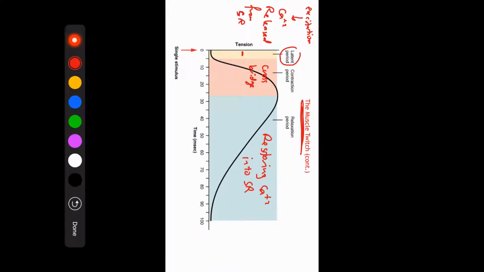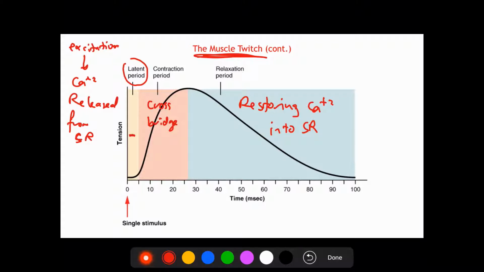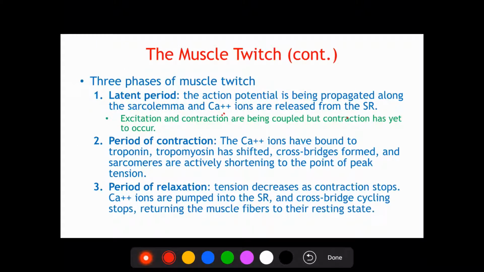So these are the components of the muscle twitch: latent period, contraction period, and relaxation period. As we said, the latent period is when the action potential is being propagated along the sarcolemma and calcium ions are released from the SR. Then the period of contraction is when calcium ions bind to troponin, tropomyosin shifts, and the cross bridge forms. And here we have the actual contraction. Then the period of relaxation is the time when calcium ions are pumped into the SR.